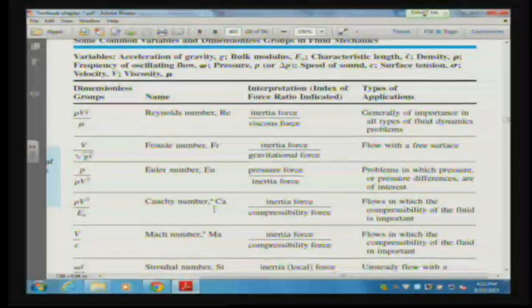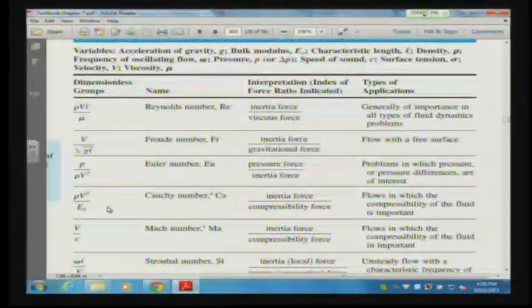Cavitation number has to do with a flow where the compressibility is important, and this is a modulus, a compressibility force, a modulus thing that we'll talk about later on. Mach number, we've already discussed that. That has to do with the compressibility of the fluid being important here. The Mach number, of course, is important.